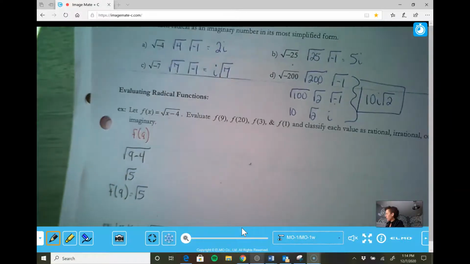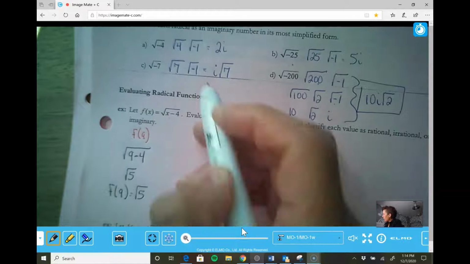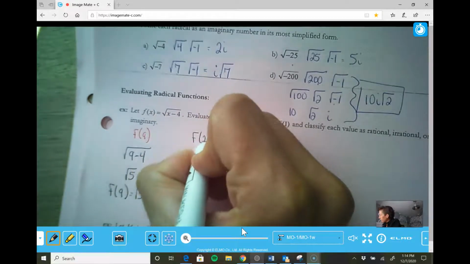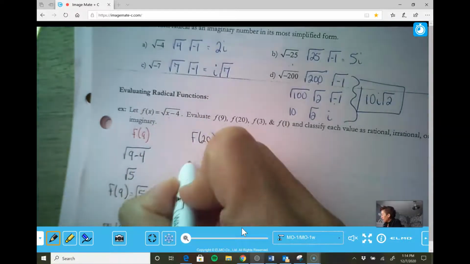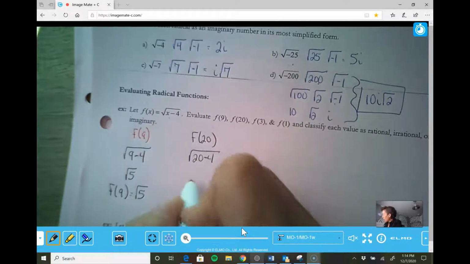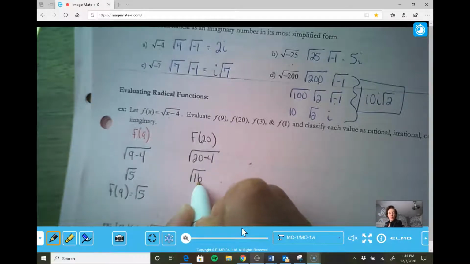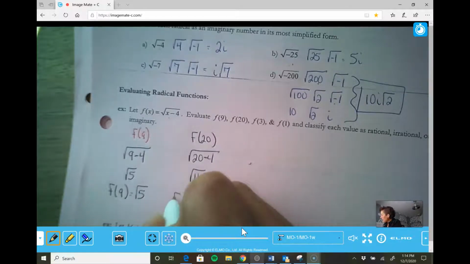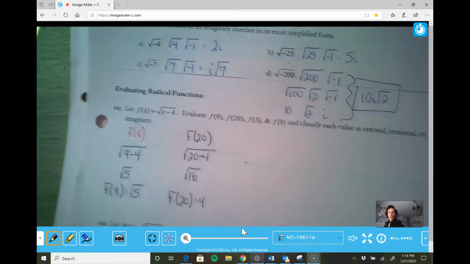So this part's going to go pretty fast. Now I'm going to put 20 in there. So 20 is going to go right here. I'm going to simplify this. So 20 take away 4. Well, that's just 16. And this does have a nice number. It's 4. So when I'm done, my function, when x is 20, is worth 4. Let's go to the next one.